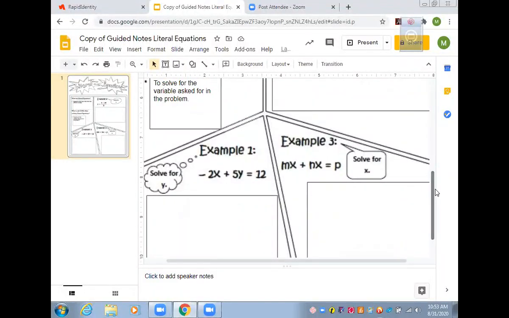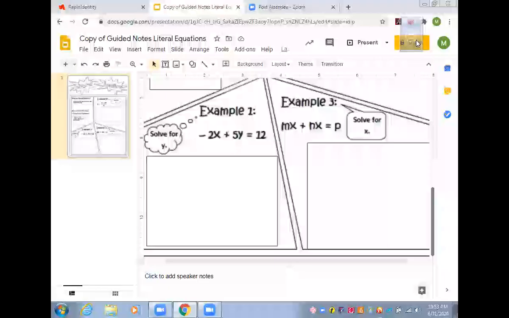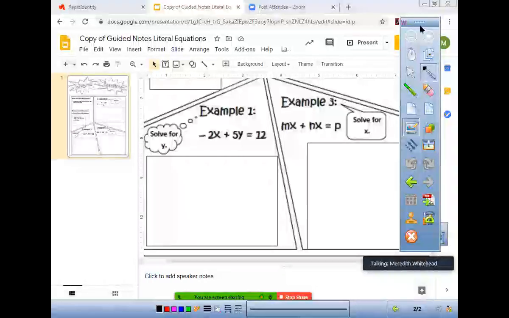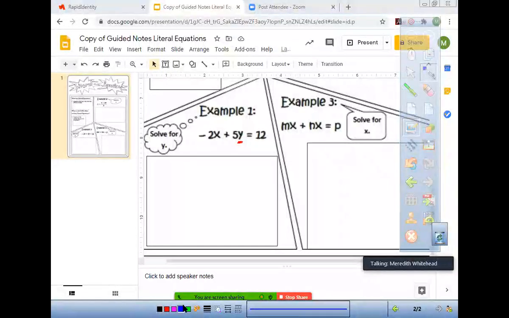All right, so here we've got our first example we're going to look at. We've got negative 2x plus 5y equals 12. I would, if I were you, work this out on your notebook paper, and trying to type those math symbols in is going to take forever. So in example 1 here, it says solve for y. So we're trying to get y by itself. So here's my y right here. I want to get that by itself. How do you think we might start to get y by itself?